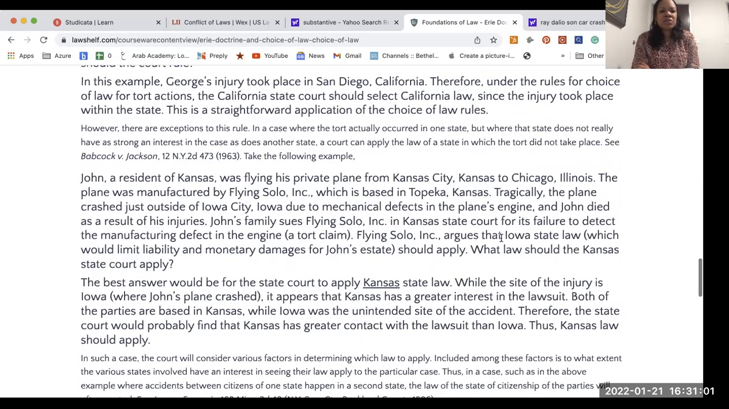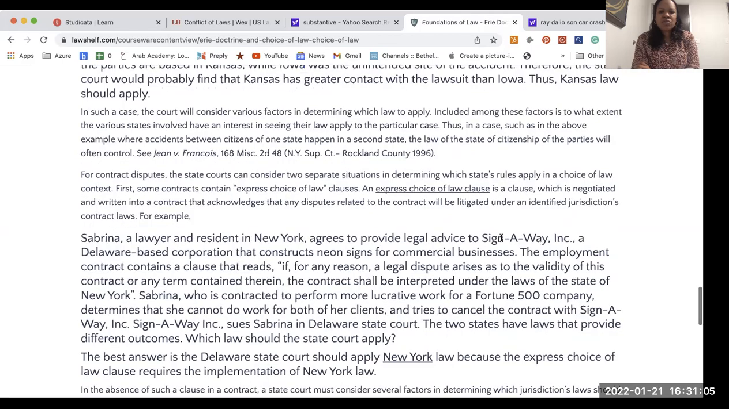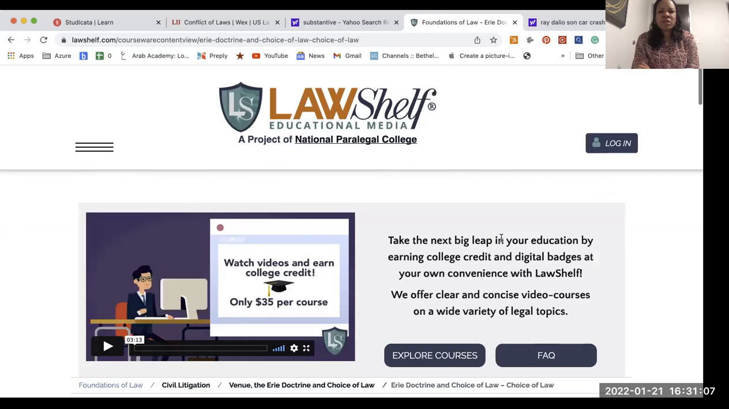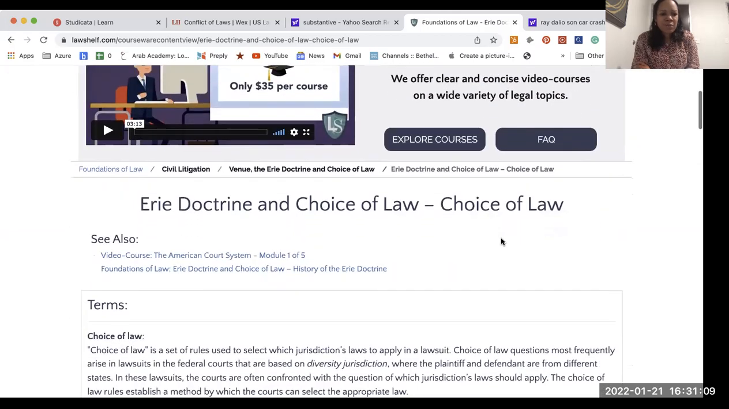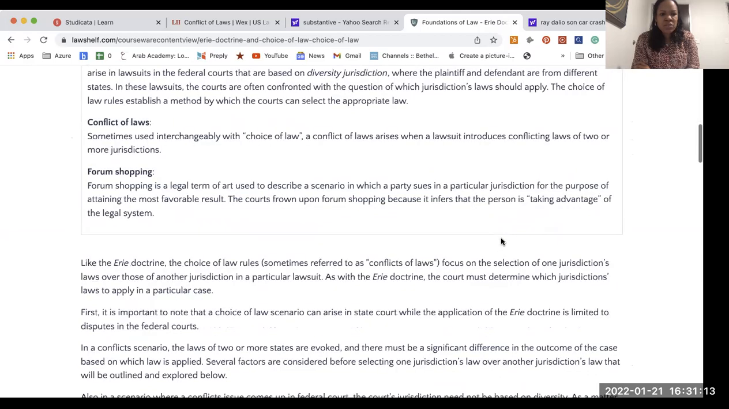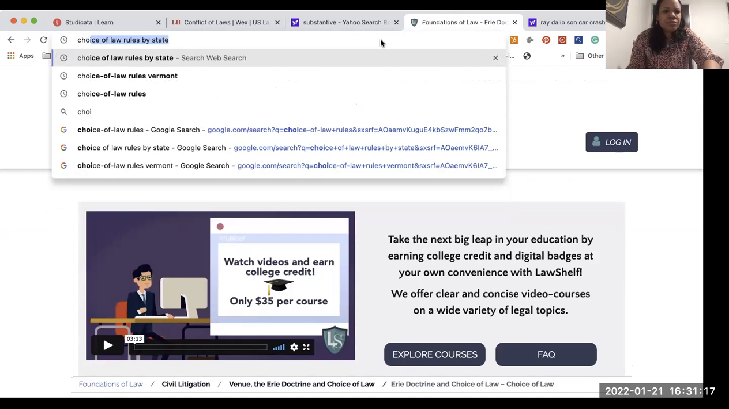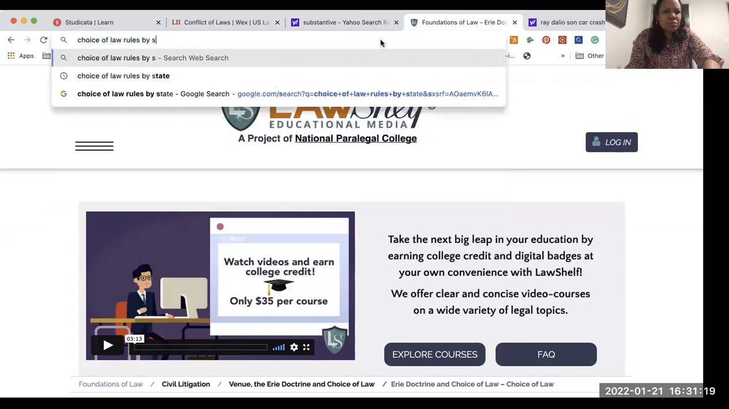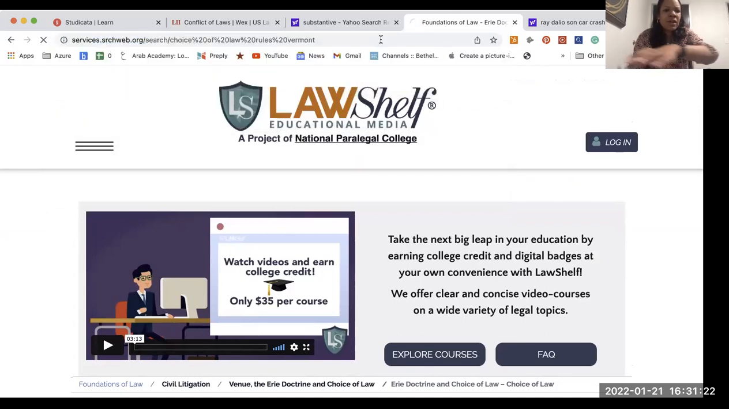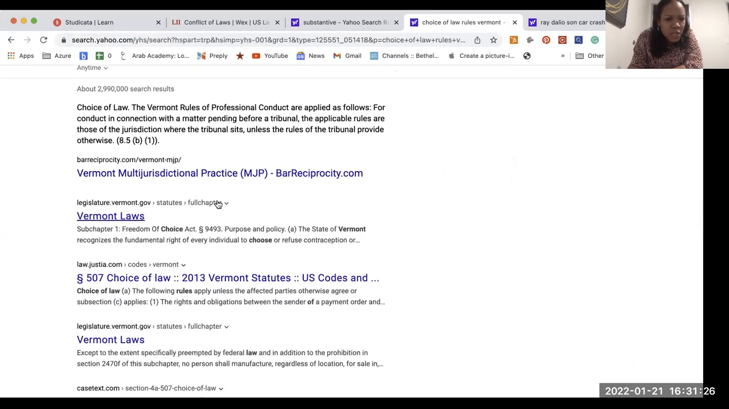All right, so let's go down here and see. This is kind of cool. I like that example. I really understand it after that, but I'm really trying to find out what the choice of law rule is in Vermont. Let's do the choice of law rule of Vermont, and let's see what we get.